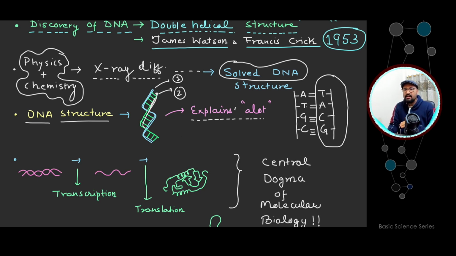So that means the structure itself explains a lot, that the information from one DNA molecule can be easily transferred to the next molecule, or it can be easily transferred from one generation to another one. So it explains a lot how the information is copied from one molecule to the other molecule.